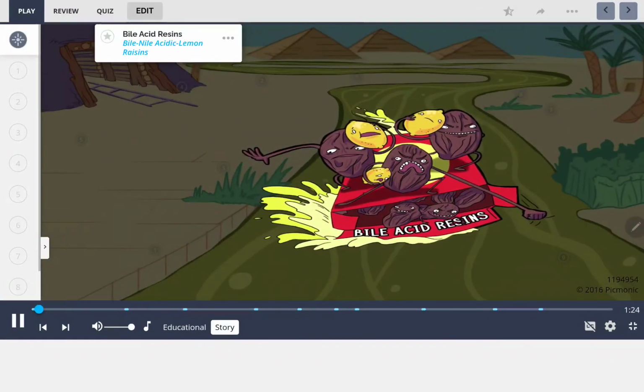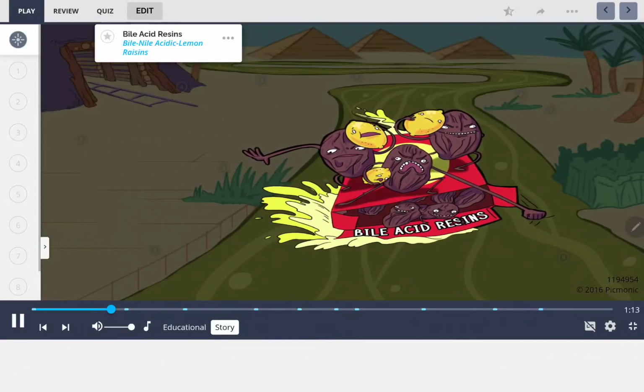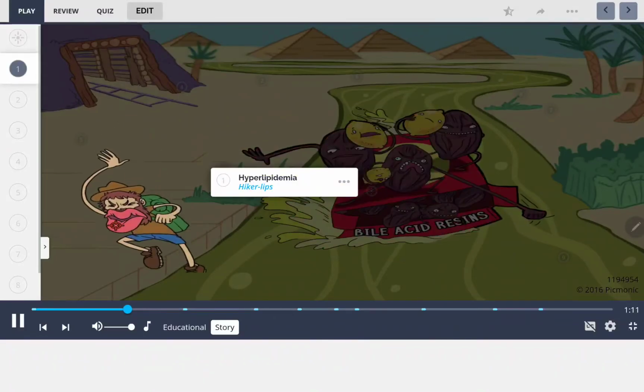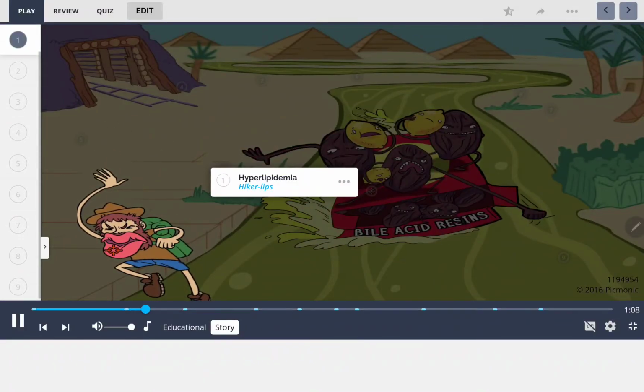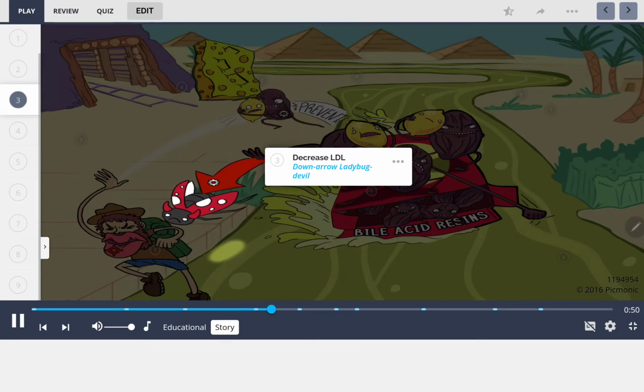The bile-Nile is being taken over by acidic lemon-stealing raisins because they want to use the land for their new coal mining business. And these pesky raisins are annihilating everything that gets in their way. First, they take out the original landowner, Hiker Lips, known for using his puckering lips as a lemon farmer. But he doesn't go down that easy. He tries to throw a lemon at the new coal mine to ruin them. However, a raisin grabs it and binds to it before it can be absorbed by the mine sponge. And to ensure that the hiker will stay down, the raisins attack with a down arrow ladybug devil.